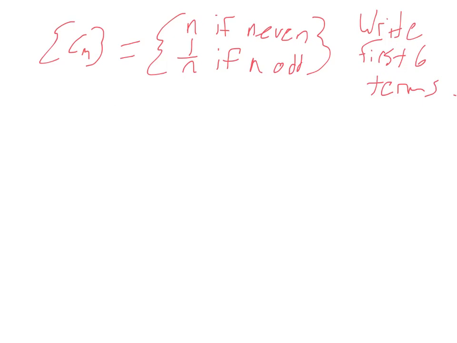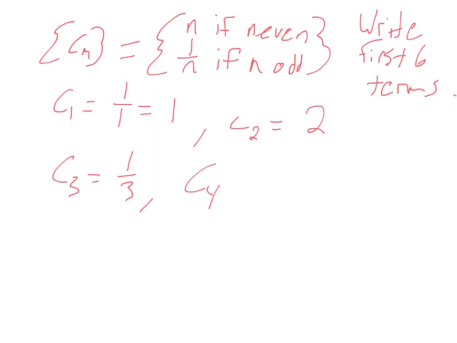So the first term, c sub 1, well, 1 is odd, so that means it's got to be 1 over 1, which is equal to 1. C sub 2, that's an even number, so it's just going to be 2. C sub 3 has to be 1 over 3. C sub 4 is going to be just 4. C sub 5 is going to be 1 over 5. And C sub 6 is just going to be equal to 6.